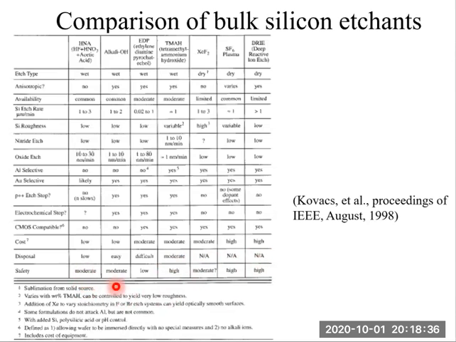Safety: moderate, moderate. Low, low means it's not safe. TMAH, very safe. Xenon difluoride, moderate, mainly because the fluorine may react with water to generate HF, and HF is very toxic. SF6 plasma, high. DRIE high. They are very safe. Questions?